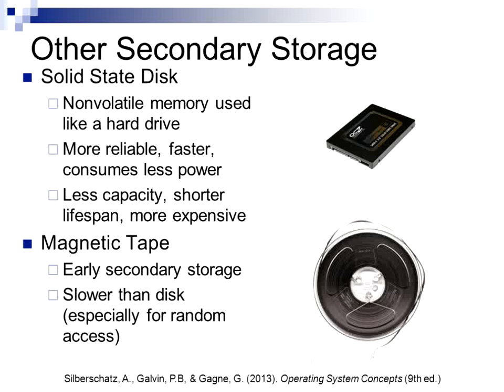we're going to be talking mostly about hard drives, but just be aware there are other types of secondary storage. One would be a solid-state disk, where you don't have these platters and these arms doing the reading and writing. You could use non-volatile memory to act like a hard drive, and it's more reliable, faster, and consumes less power than a hard drive. But the problem is that, at least at this time, it usually has less capacity, a shorter lifespan, and it's more expensive than a magnetic hard drive.